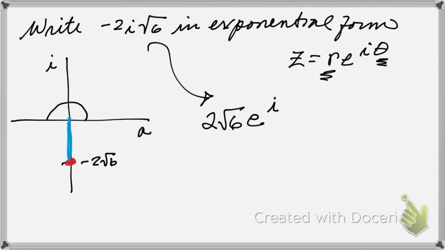And then I need to go e, i, and what's the angle? Well, I can see the angle right there. I don't have to do any solving or exploration here. I just see that it's 270 degrees, but we're not going to ever say it in degrees. We're going to express this in radians. Okay? So there's converting from the rectangular form to exponential form by simply finding the magnitude and the angle.